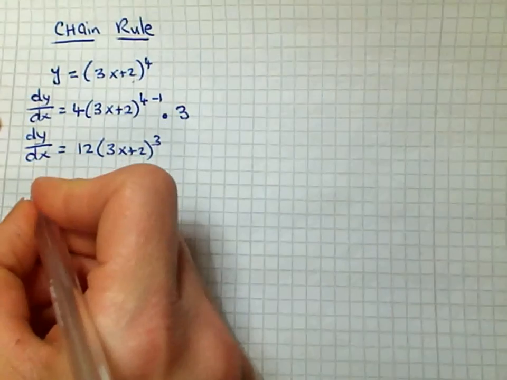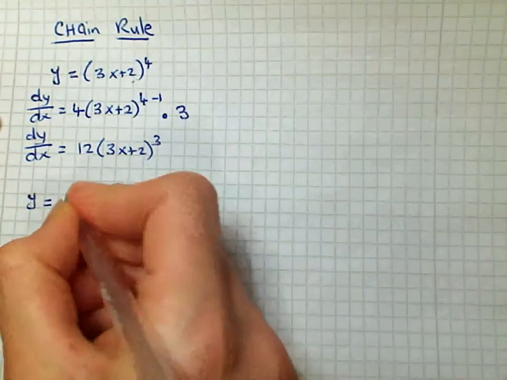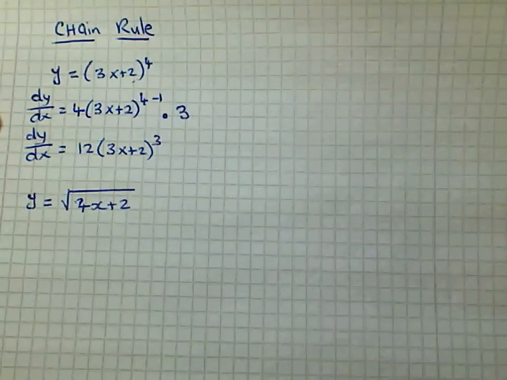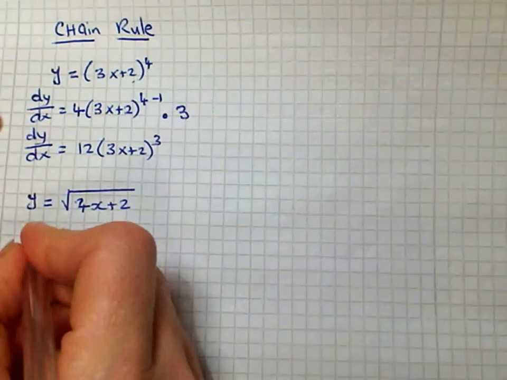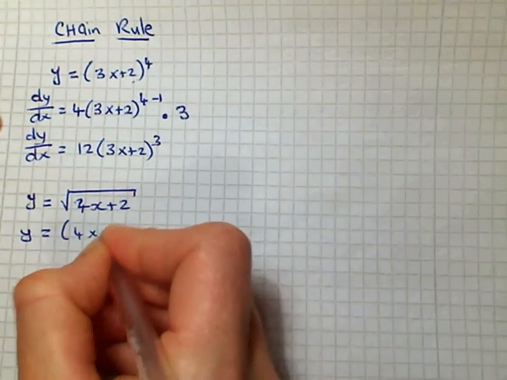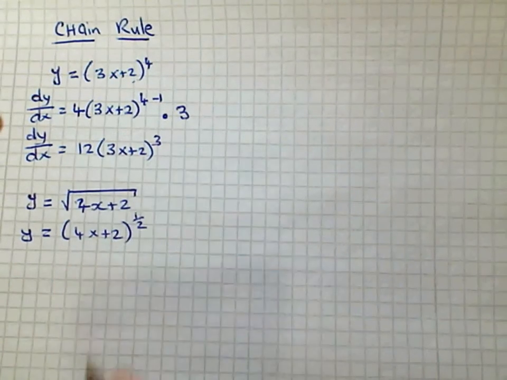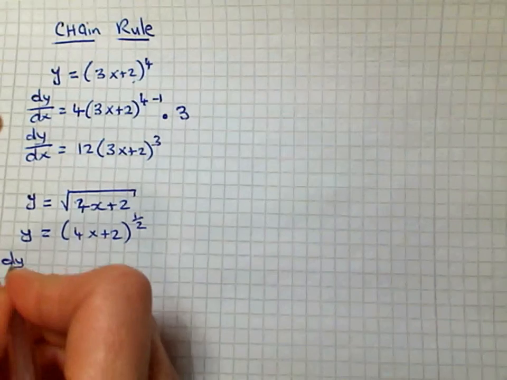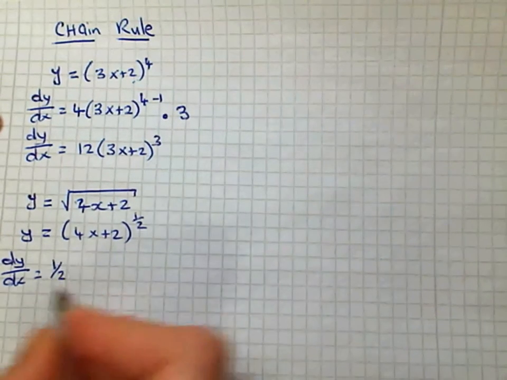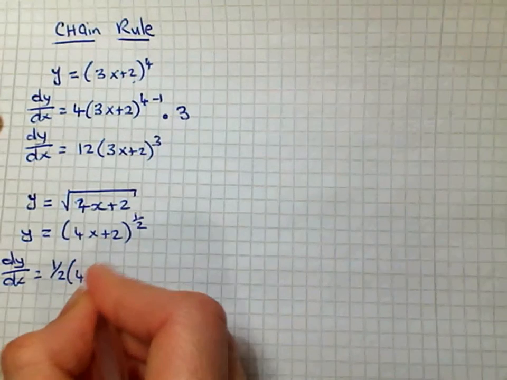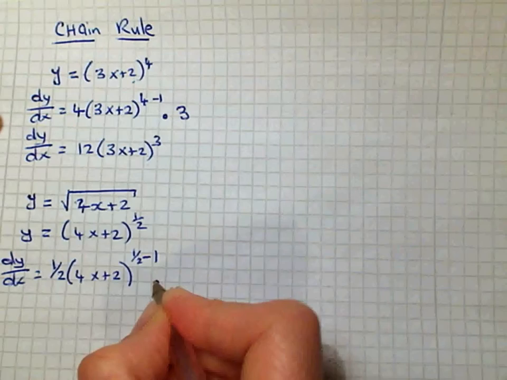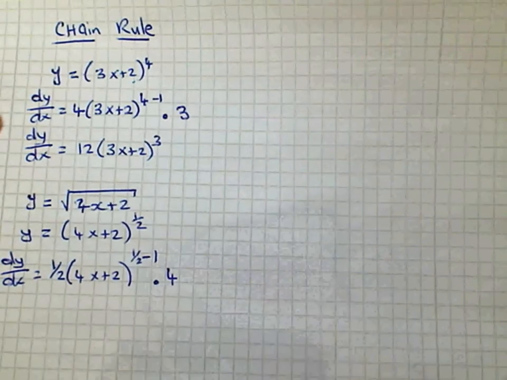So the second example is if you had something like the square root of 4x + 2. Okay, so how we differentiate this is we convert our surds into indices. So that's (4x + 2) all to the power of a half. So to differentiate, dy/dx is equal to a half by 1, which is a half, multiplied in the front of the bracket, by (4x + 2) all to the power of a half minus 1, by the differential of what's inside the bracket, which is 4.